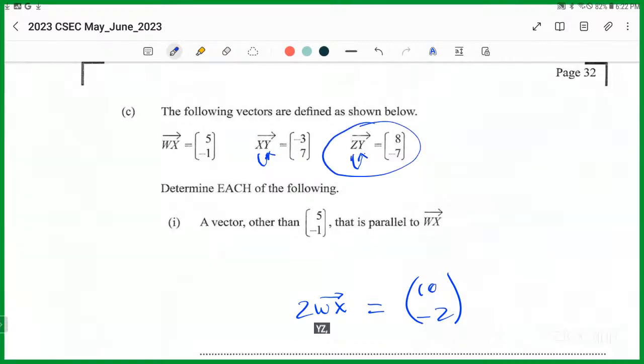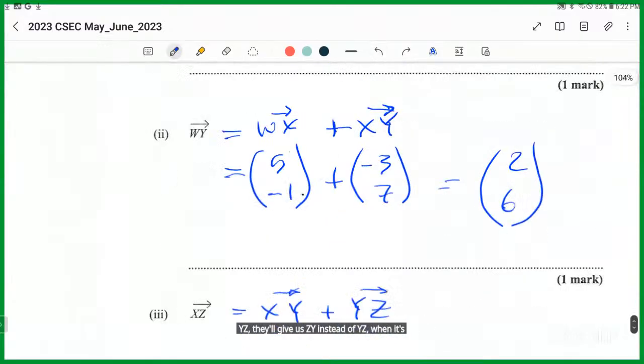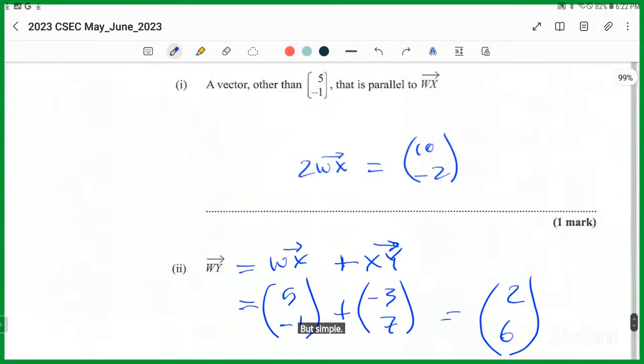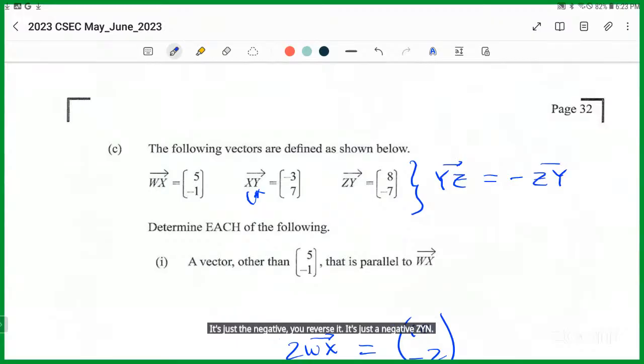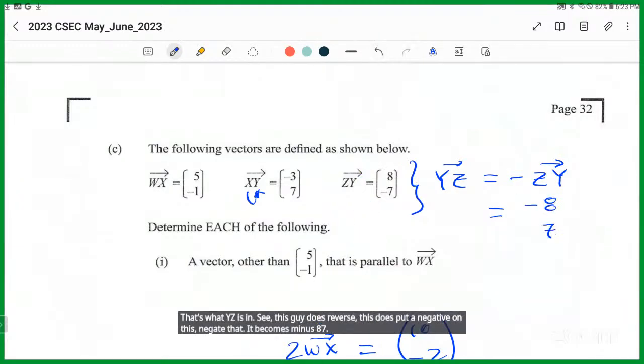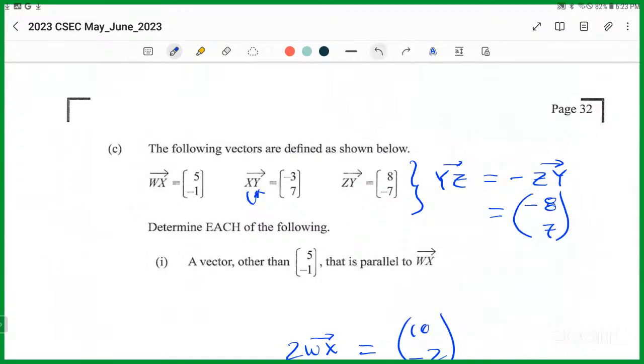They gave us zy instead of yz when it's really yz we want down here. But simple. If this is zy, it means that yz is just the negative. You reverse it. It's just a negative zy. That's what yz is. So just negate that, so it becomes minus 8, 7. You negate that, it becomes a minus 8, and negate that becomes a 7. So this is your yz, which is what you want.